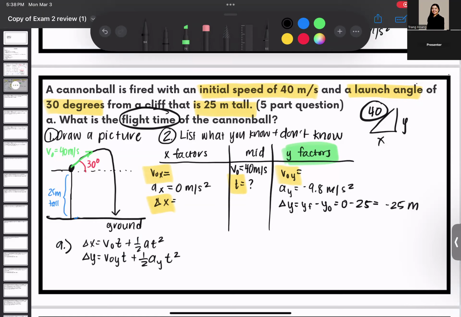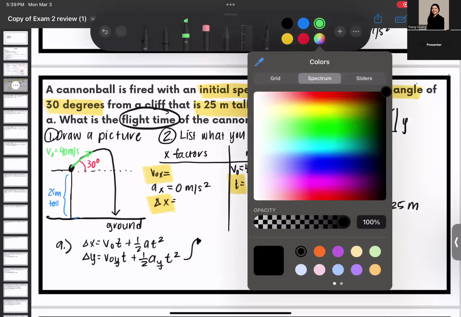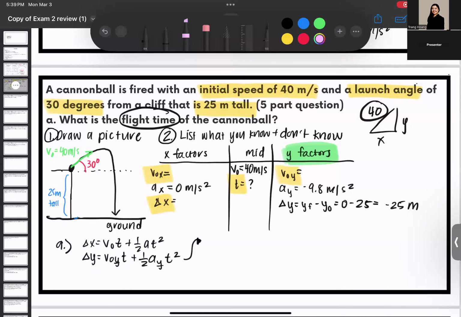See these subscripts denoting Y, and see how time doesn't have one, because time is shared by X and Y factors. Hence why it's a median, a mid value, right? So I'm almost there to where I need to be able to solve this A part of this question. I think the question I have now is, I don't have V0Y, so how do I get there?